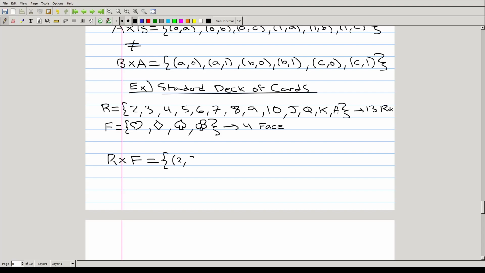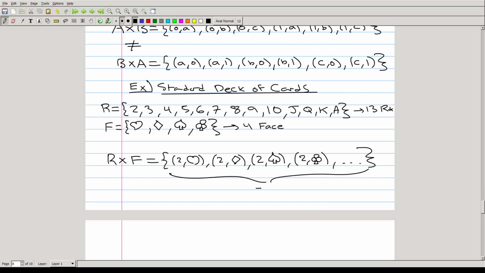So you have the 2 of hearts, you have the 2 of diamonds, you have the 2 of spades, you have the 2 of clubs, and then so on and so forth, all separate different combinations. And this gives you a 52 element set that directly describes all of the possible cards in a standard playing deck.